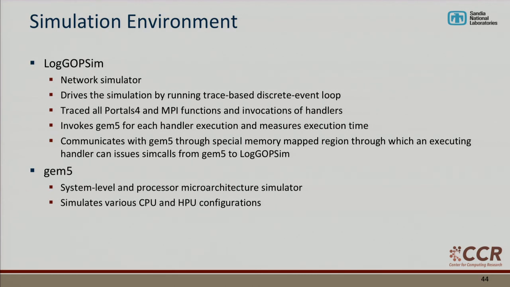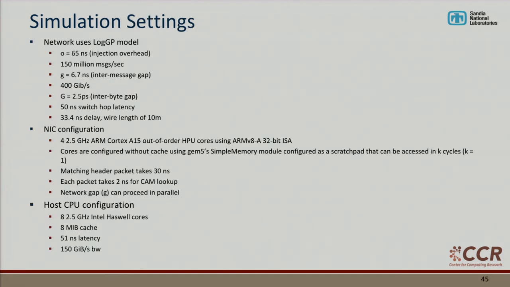We've actually built a simulation environment to look at how we would do this. It uses Torsten's LogGOPSim network simulator, which was coupled with gem5. We use LogGOPSim to simulate the network traffic, where we're pulling in MPI and Portals traces. Then we're coupling it with gem5 to handle both what an HPU would look like, to simulate that, and also simulate what the host processors would look like. And so these are the simulation settings for the network using the LogGP model, for the NIC configuration, and for the host configuration.